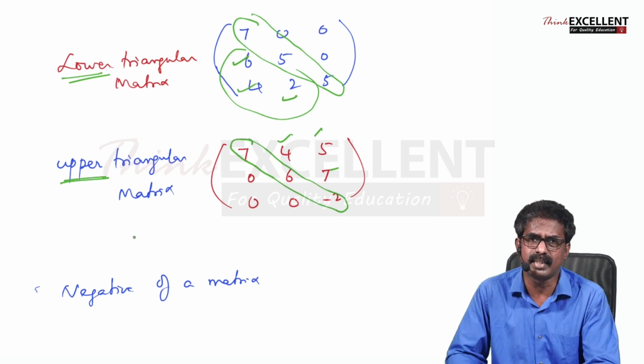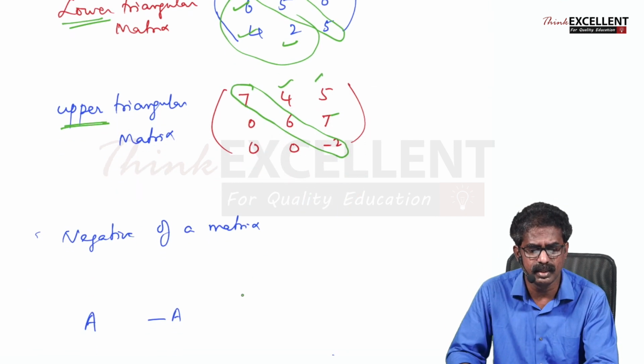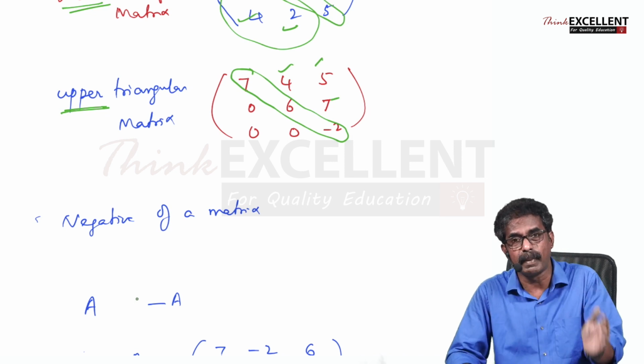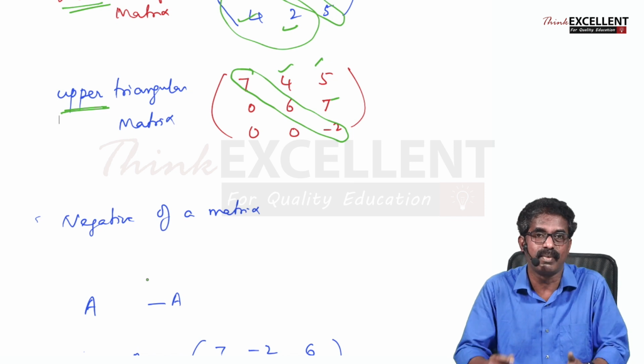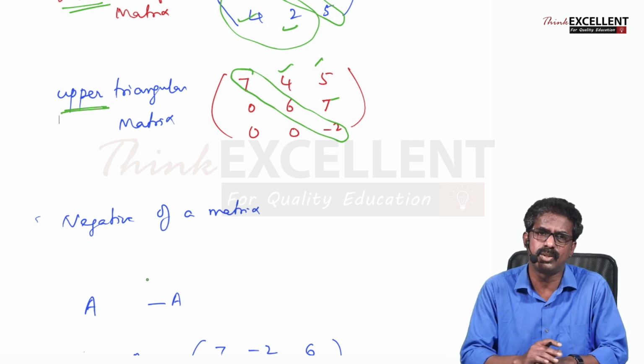Then negative of a matrix, very simple. Suppose A is a matrix. Negative of a matrix means what? Minus A. Negative of 5, what do we write? Minus 5, right? In the same way, negative of a matrix is just changing the sign.